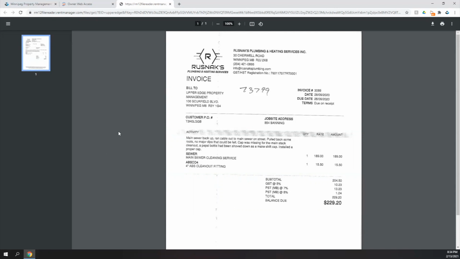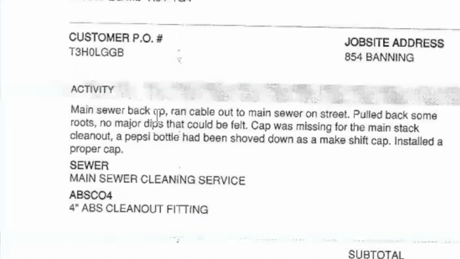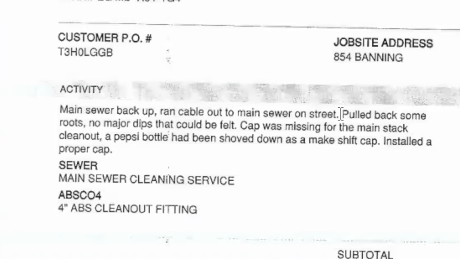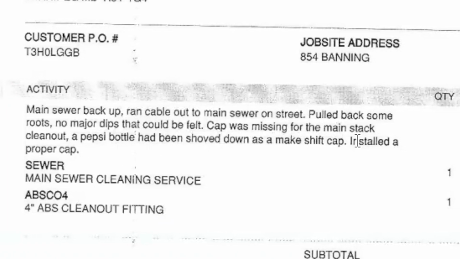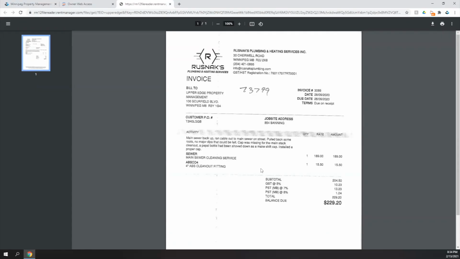We want our investors to be completely comfortable and trust us, and that means they can see the actual contractor that performed the repair, their phone number, their address, even their comments. Let's look at these comments. Main sewer backup, ran cable out to main sewer on street, pulled back some roots, no major dips, cap was missing, Pepsi bottle had been shoved down to make a makeshift cap, install the proper cap. So you can see how valuable this and other kinds of information are for our investors. If you're an out-of-town investor, you see something on your statement and want more information, simply log in and you can see every detail, which helps build trust with our company.